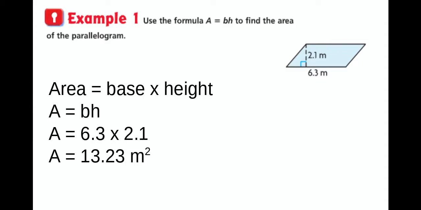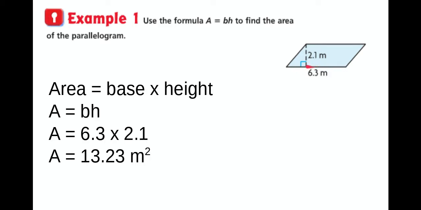We don't need the times sign because multiplying is a default operation in algebra. Then we're going to substitute the numbers that go in for the base and the height. So the base is going to be 6.3, and the height in a parallelogram is going to be the dotted line. The base and the height in parallelograms and some of the other shapes that we're going to be learning about need to be defined at a 90-degree angle. So that's what this little square means right here. That means this is a right angle, a 90-degree angle.